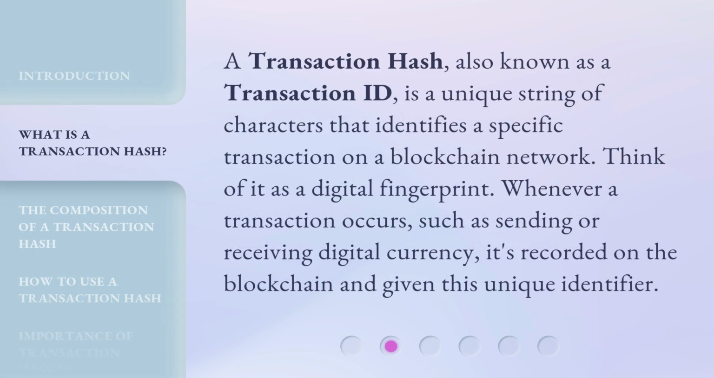A transaction hash, also known as a transaction ID, is a unique string of characters that identifies a specific transaction on a blockchain network. Think of it as a digital fingerprint. Whenever a transaction occurs, such as sending or receiving digital currency, it's recorded on the blockchain and given this unique identifier.